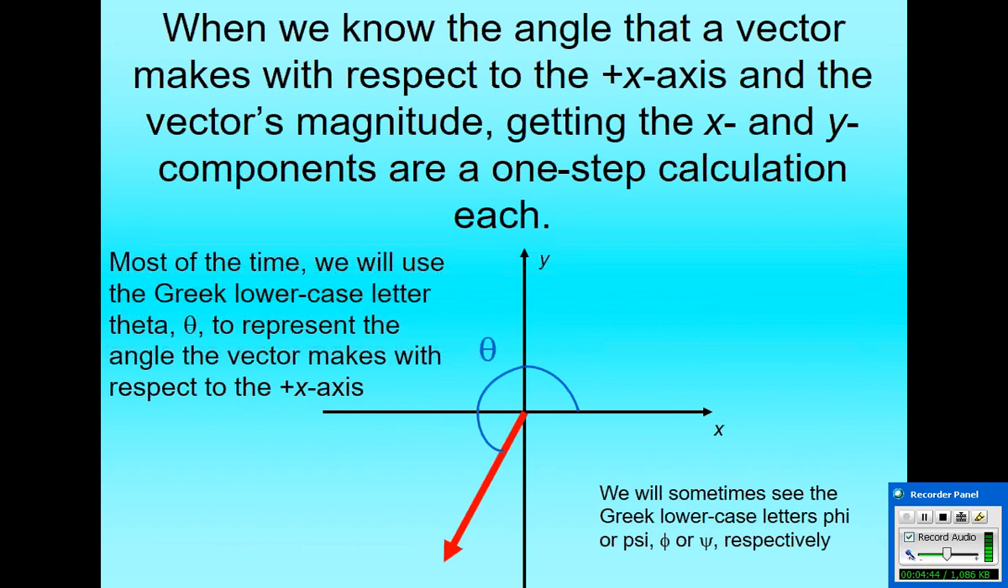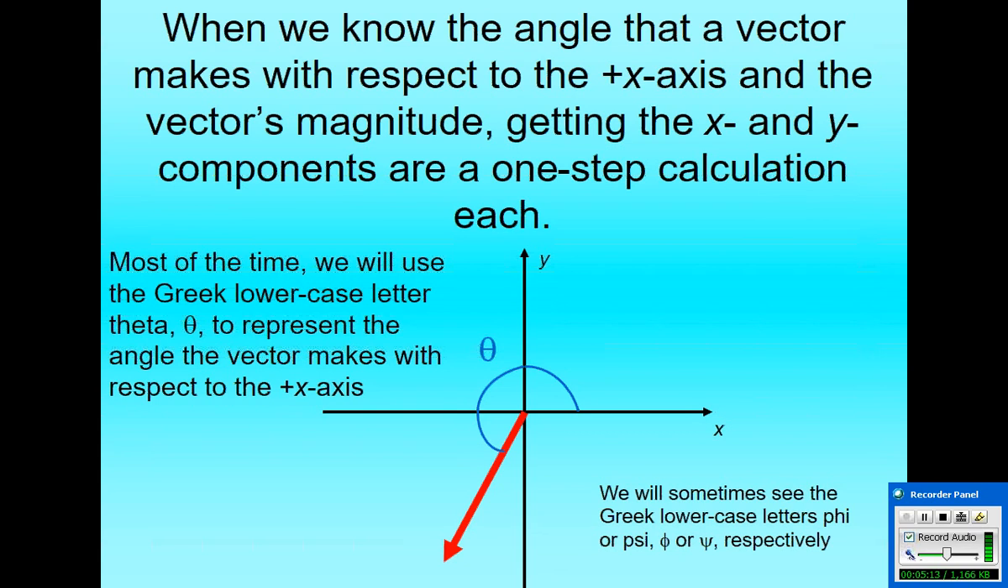When we talk about the direction of a vector, first off, we often use the lowercase Greek letter theta to represent it. In rare situations where there are multiple angles, we might use the lowercase Greek letter phi, which is the circle with the vertical arrow through it, or the letter psi, which looks like a letter that's trying to fly off.